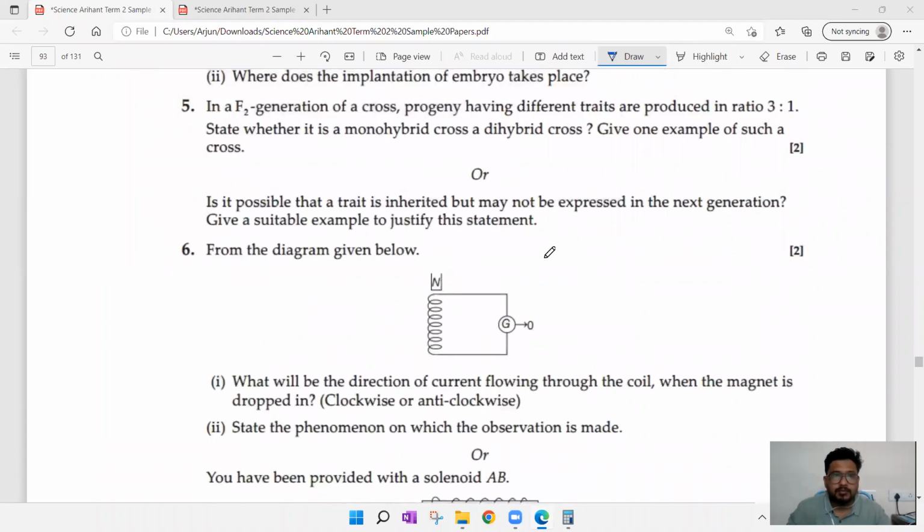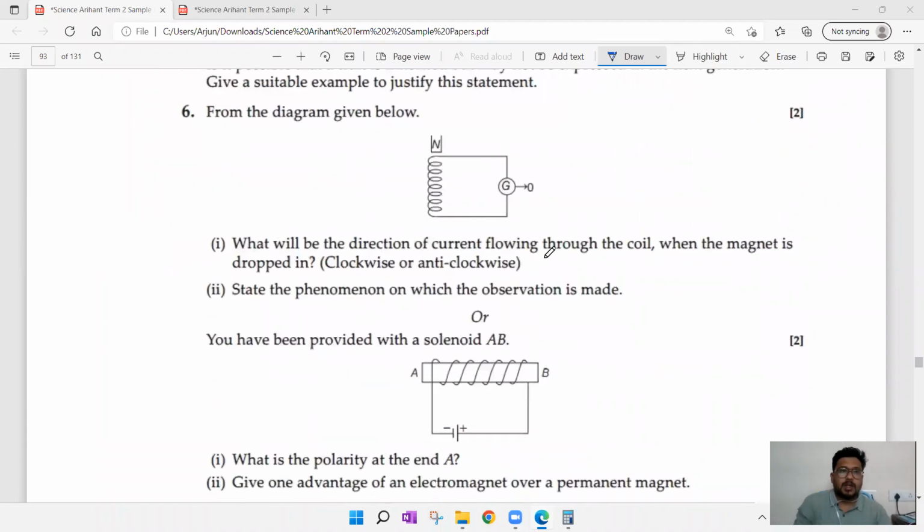Next, question number 6. From the diagram given below, there is a diagram with a coil, a north magnet near the coil, and a galvanometer which is showing 0. What will be the direction of current flowing through the coil when the magnet is dropped in? So the magnet is dropped in, meaning the magnet is moving like this. When the magnet is moving like this, what happens? Automatically the galvanometer will be deflecting in this direction.